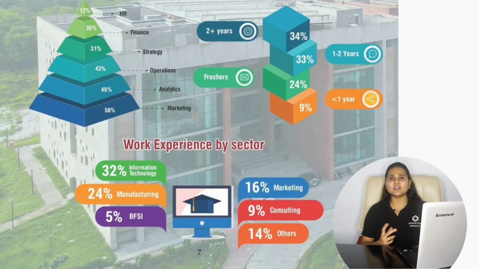If we consider the work experience by sector, then 32% candidates have the work experience from the information technology sector, 24% from the manufacturing sector, 5% from BFSI, 16% from marketing, 9% from consulting, and 14% candidates have the work experience from sectors other than all of these. So this is all about the overall batch profile for the batch of 2023-2025.